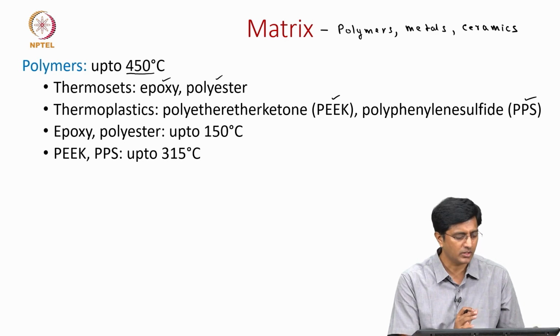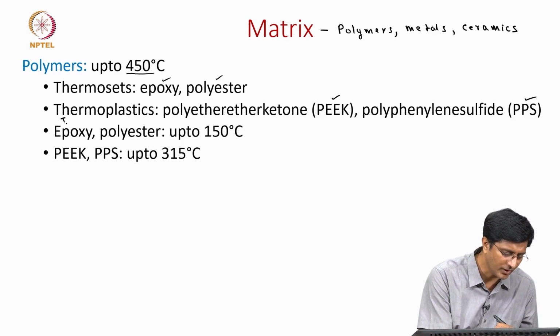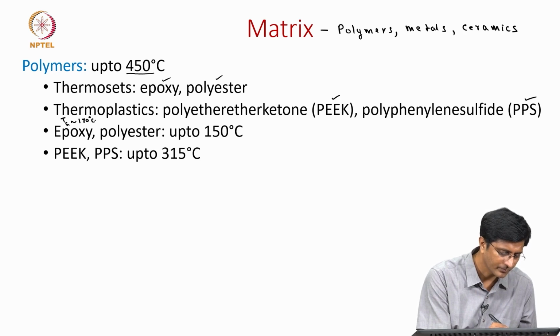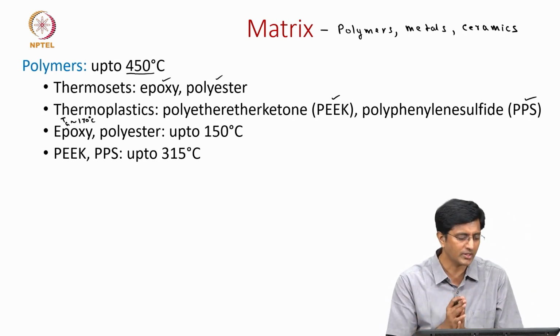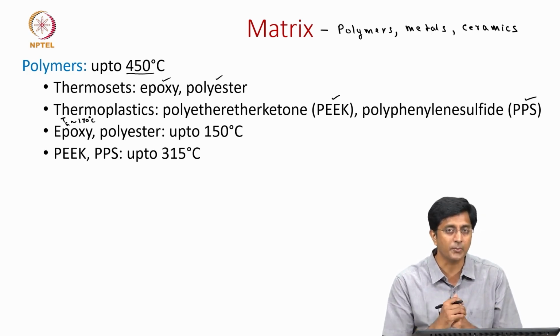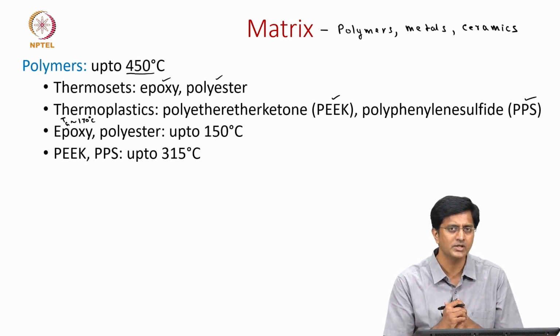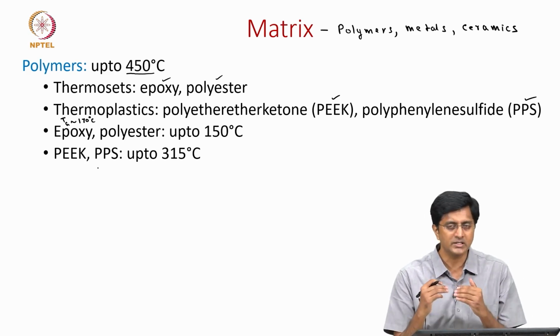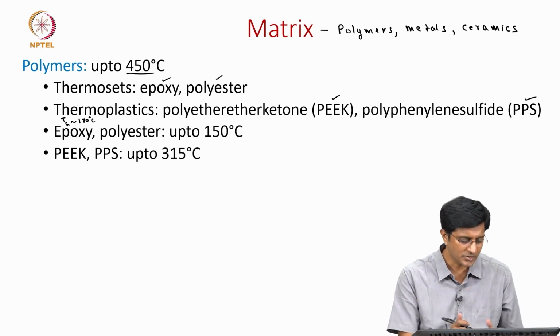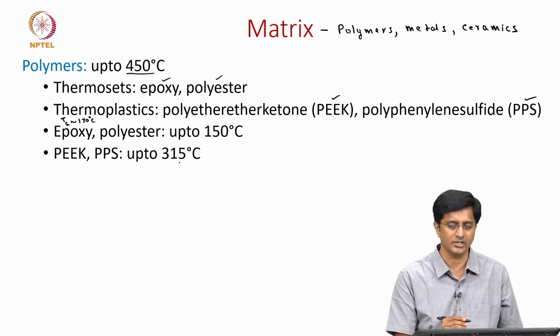So, usually for epoxy, the glass transition temperatures are somewhere around 170, 180. Which means the operating temperatures can at most go up to below the glass transition temperature. There are some epoxies where we can achieve these high glass transition temperatures, and the operating temperatures for these epoxy based composites can go as much as 150 degrees centigrade. But using PEEK and PPS, these operating temperatures can be stretched a little to close to 315 degrees centigrade.